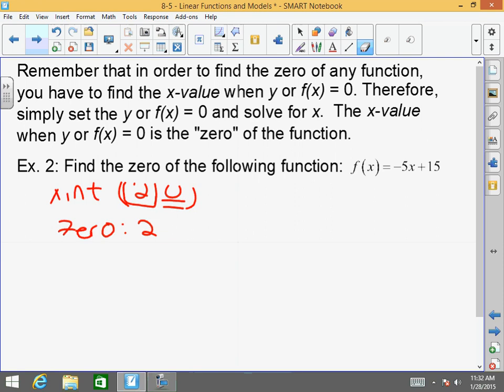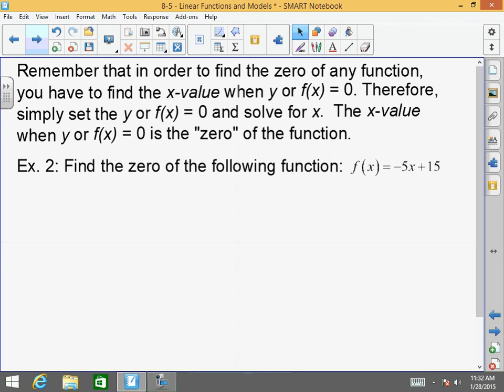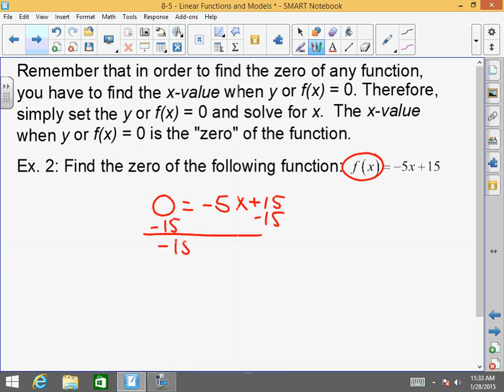So for this second example, I ask you to find the 0 of the following function. F of x equals negative 5x plus 15. Okay. I'm going to set f of x equal to 0. And that equals negative 5x plus 15. Solve for x, my friends. Solve for x. Okay, I'm kind of going fast here because I know that all of you know how to solve for x by now.